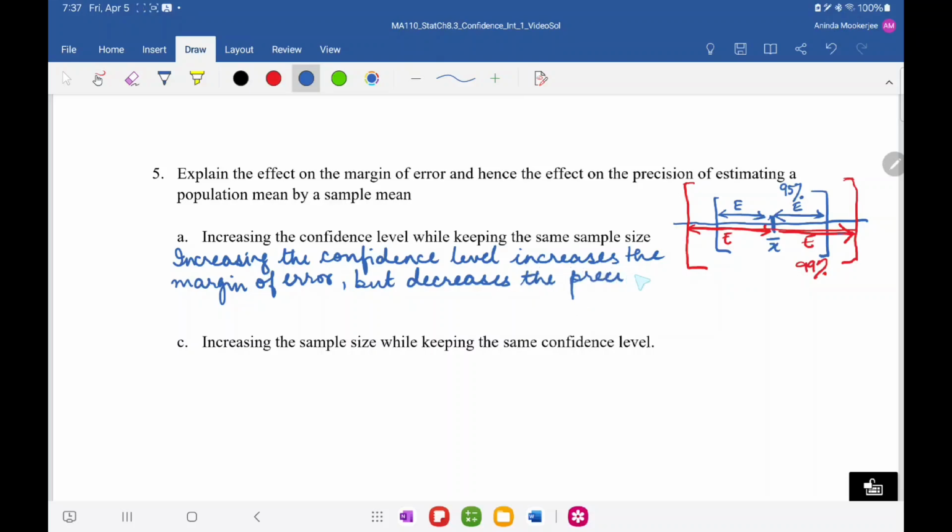So when we used a 99% confidence interval, we had a wider margin of error, all right? But it decreased our precision. We didn't have to be so precise. We can be off from the exact value by a wider margin. All right, that's what it means.